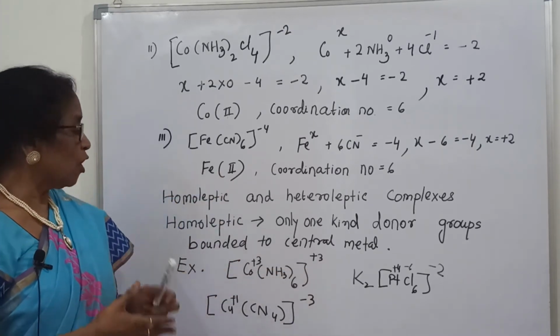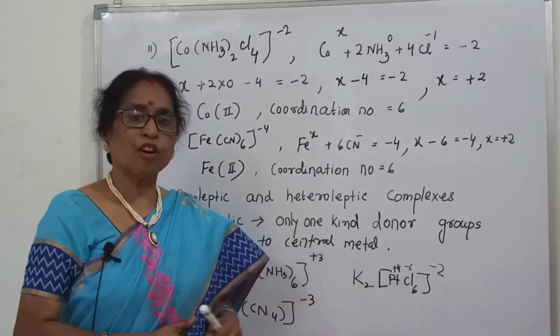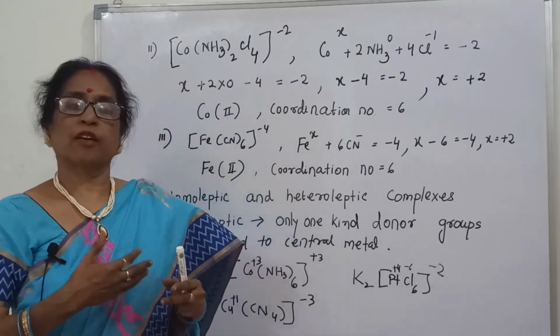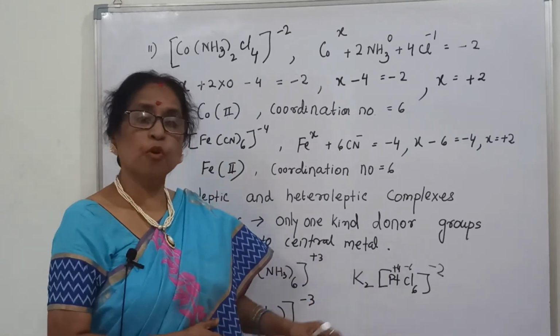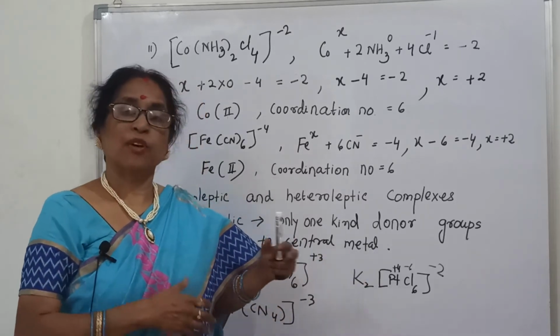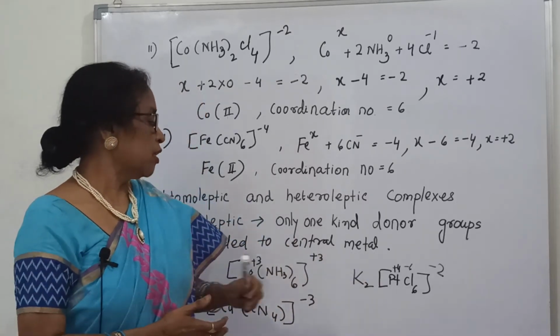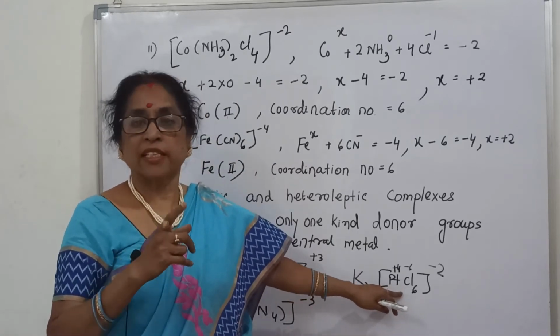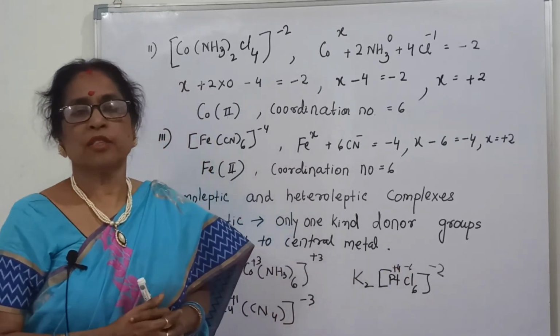Here it is an anionic complex because the minus charge is there, having charge -2, and the charge of platinum is +4. That means the oxidation number of platinum is +4. And what is the anion charge? Chloride is -1, and 6 chlorides, that is the ligand, should give -6.